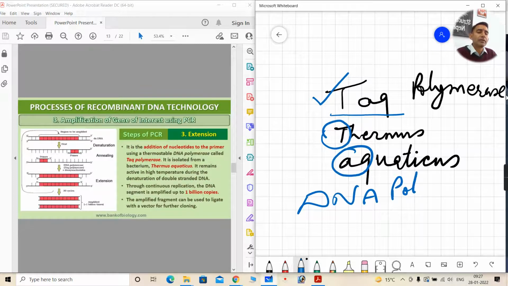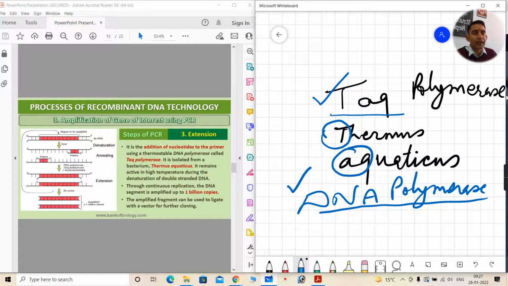The DNA polymerase which is found in our body, because this DNA polymerase enzyme is made up of protein, whenever the temperature is increased above 40 degrees Celsius, this DNA polymerase, which is made up of protein, will denature and it will not be able to do action or whatever function it is going to perform, because it will get denatured.